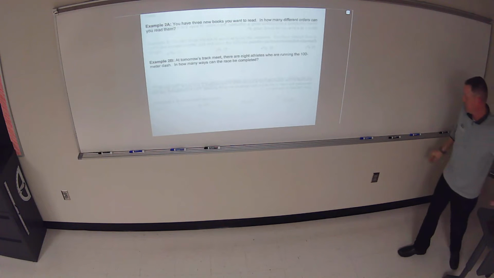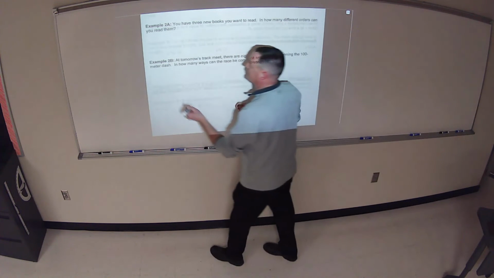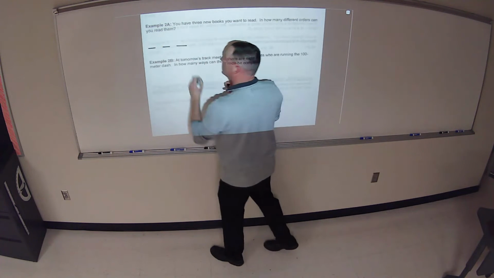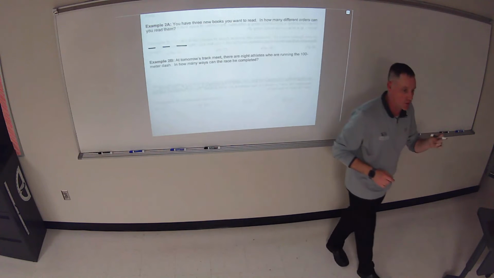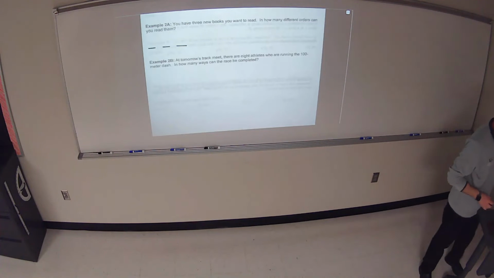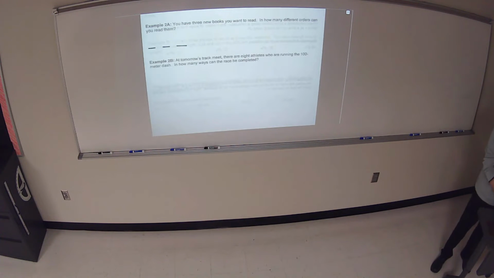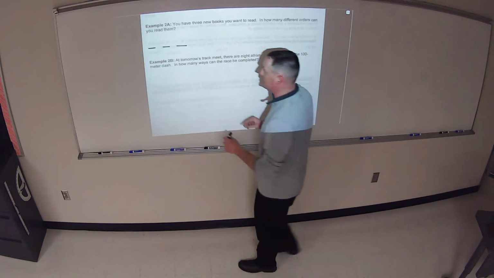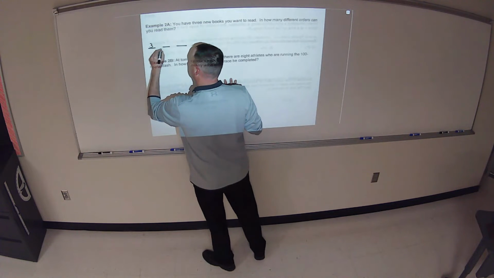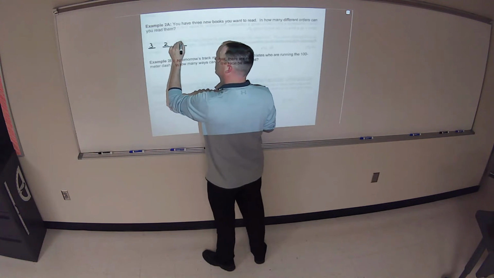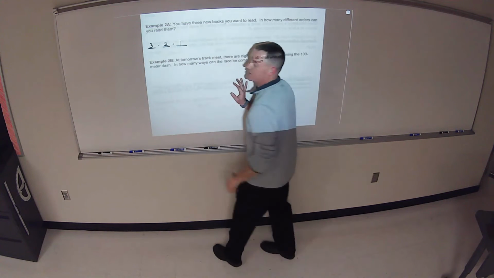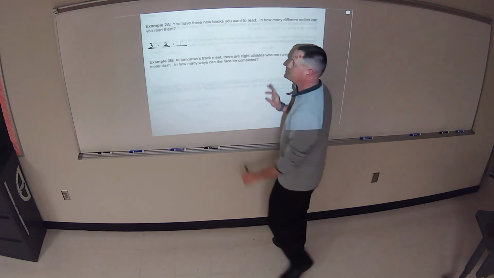Okay? And here's why. You have choice 1, choice 2, and choice 3, and using the multiplication principle, you should have been able to determine the number of ways to do this. So how many choices do you have for the first book that you're going to read? 3. How many for the second book? 2. And how many for the third book? 1. And so if I multiply those all together, that's going to tell me the number of choices.